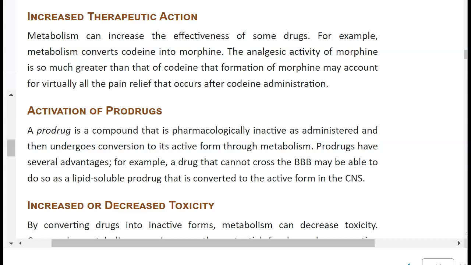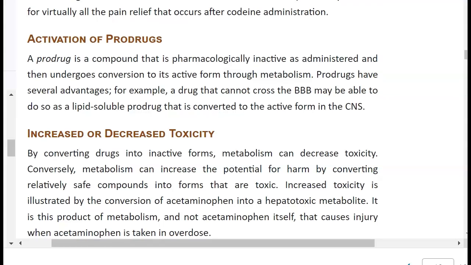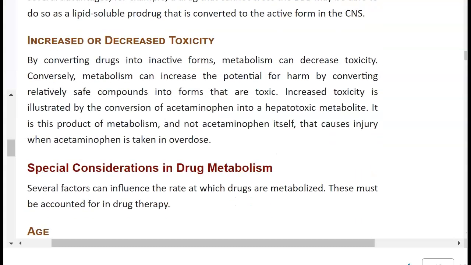So prodrugs have several advantages. For example, a drug that cannot cross the blood-brain barrier may be able to do so as a lipid-soluble prodrug that is then converted to the active drug in the CNS. So by changing the compound of the drug, we can maybe sneak into the CNS in the way that the drug is formulated as a prodrug that will be activated through the metabolism process. But by converting drugs into inactive forms, metabolism can decrease toxicity. So metabolism can also increase the potential for harm by converting relatively safe compounds into forms that are toxic.